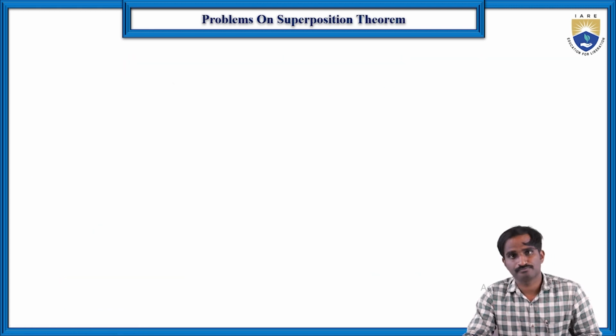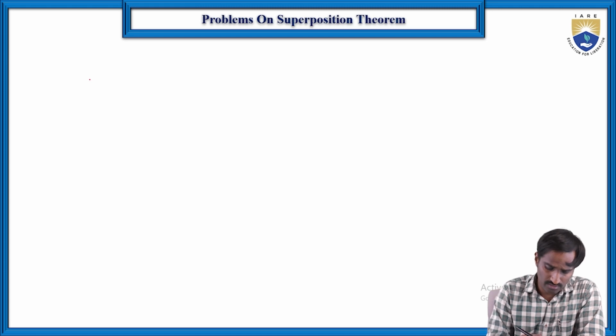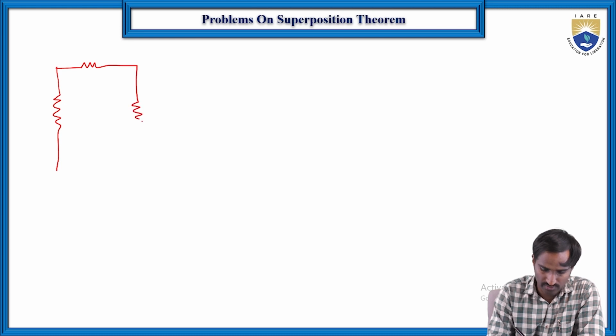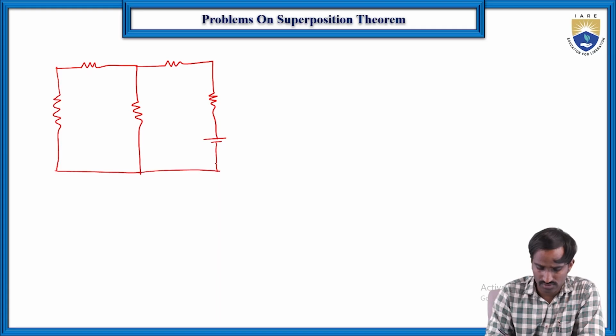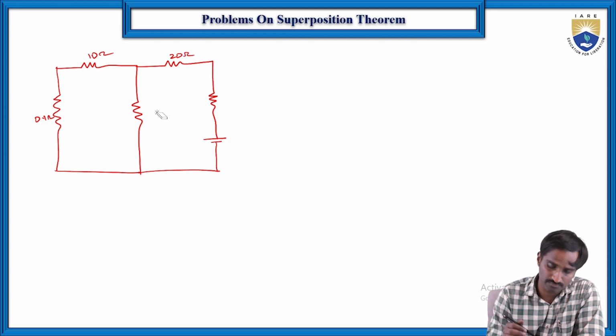Next, in the second case, we are taking the 4 volts as the active source, and the remaining 2 volts source is replaced with a short circuit. So here we have the 0.1 ohm resistor, a 10 ohms resistor, and a 5 ohms resistor, and again the 20 ohms resistor and the 0.2 ohms resistor, and here the 4 volts voltage source.